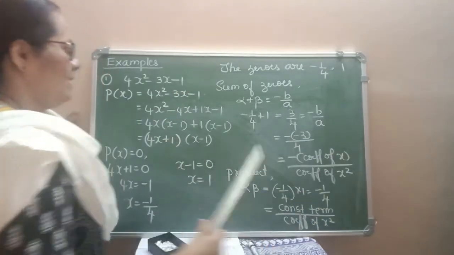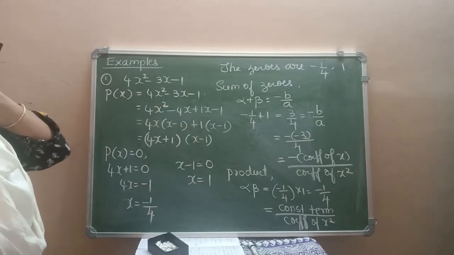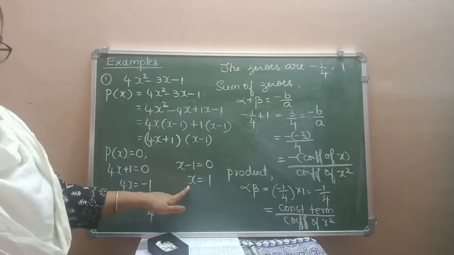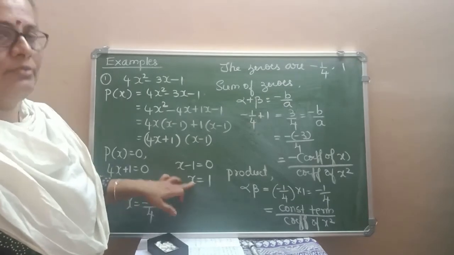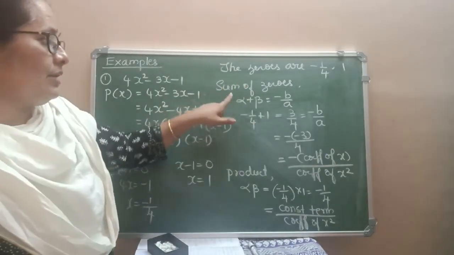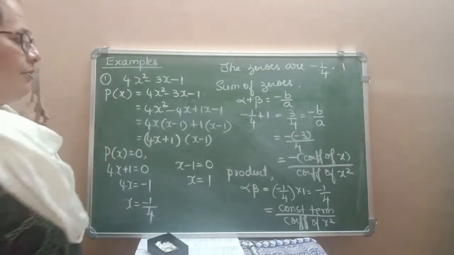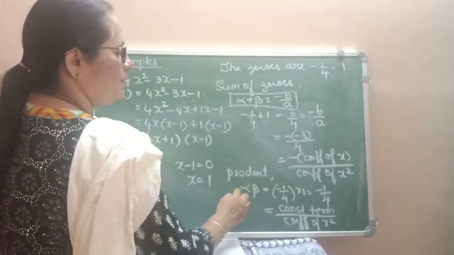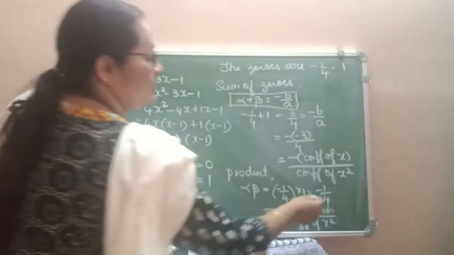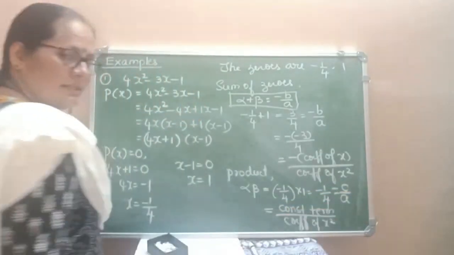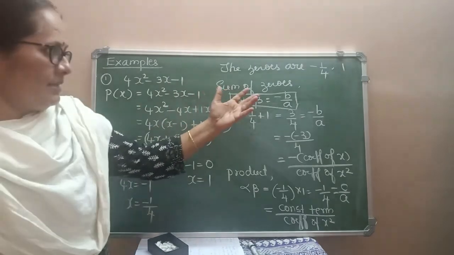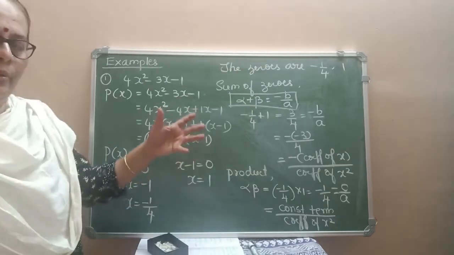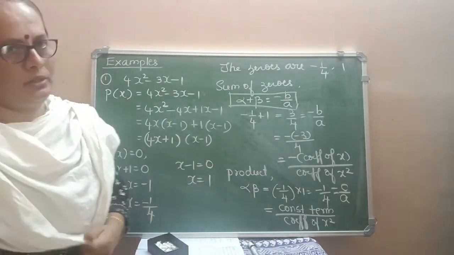So first we have to find the zeros of the polynomial by factorization method, that is splitting the middle term. We have to find the zeros of the polynomial. Using these zeros we have to verify the relation between zeros and its coefficients using the formula alpha plus beta equals minus b by a, and product of the zeros alpha beta equals c by a. So using this relation we can verify the zeros and its coefficients. I hope you understood. These are very simple examples, and even in the board exam they will ask simple questions on this.